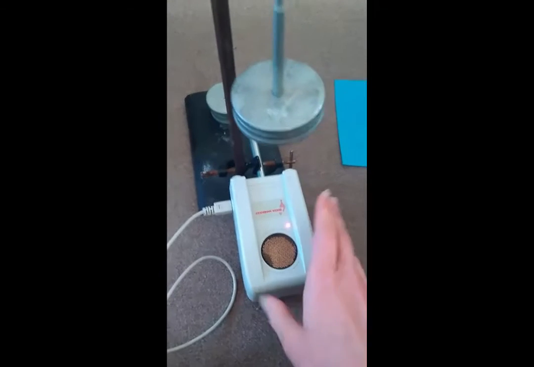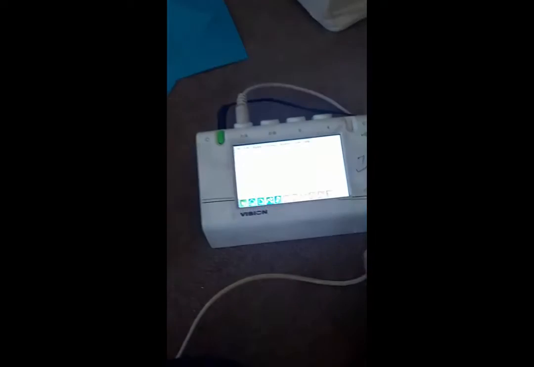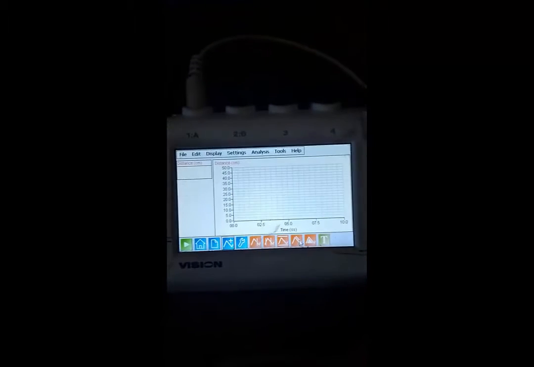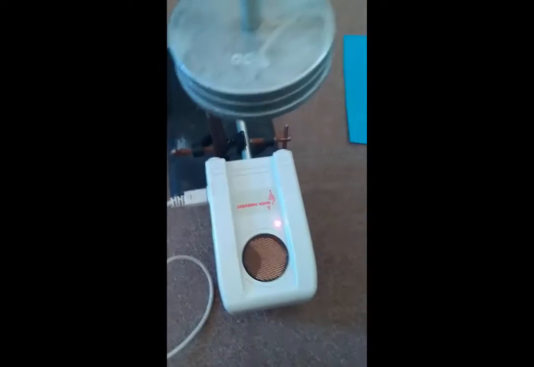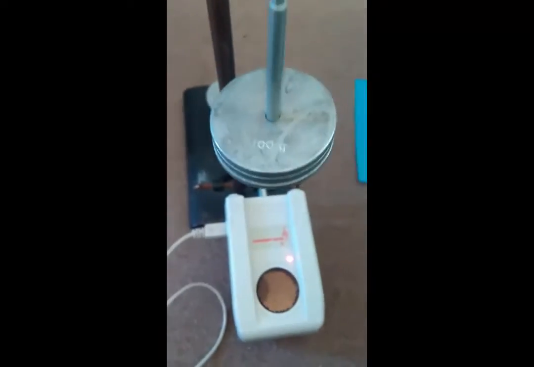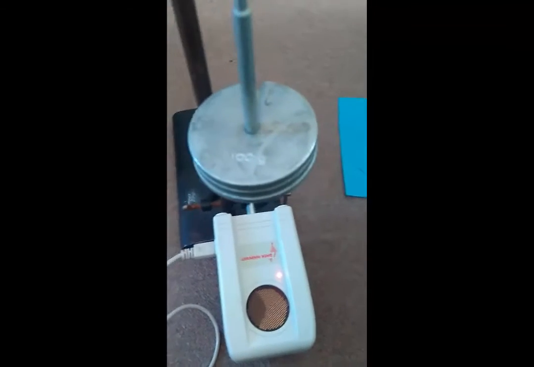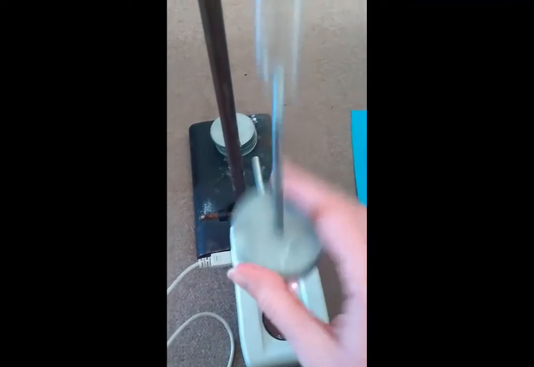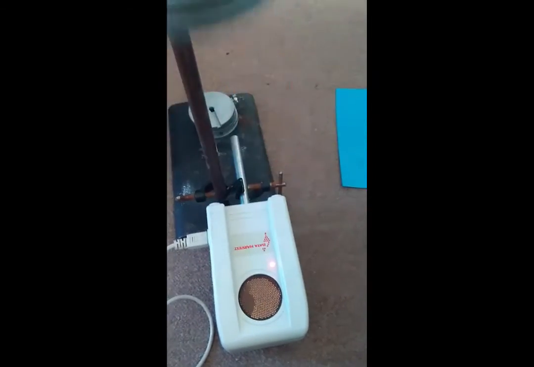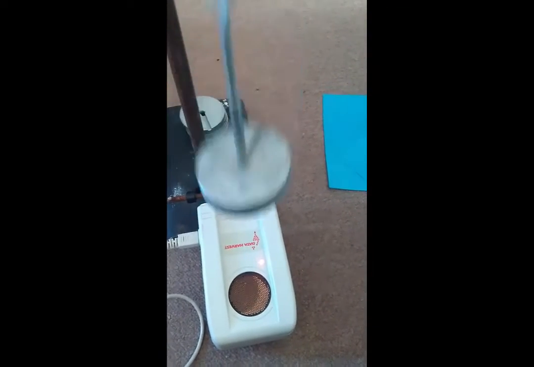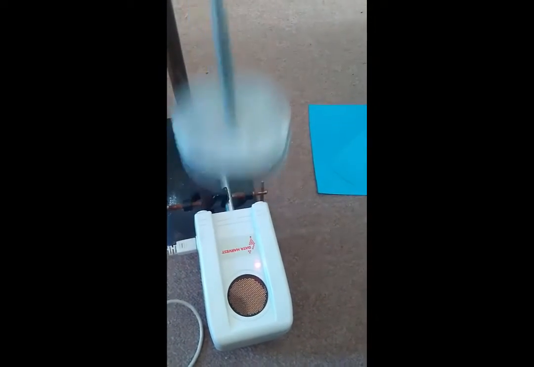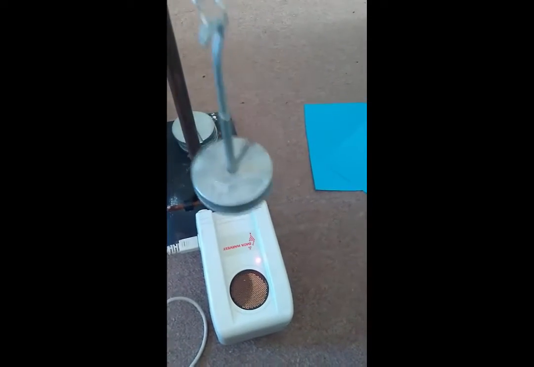So what I've got here, I've got a motion sensor linked up to a data logger, and a mass on a spring behind it. Okay, so we're going to start by looking at the normal oscillations of the mass on a spring. If I start the data logger going and displace this, the sound you can hear is the motion sensor sending a sound pulse. It's reflecting off of the mass, and then the reflection's being detected so it can work out the distance.